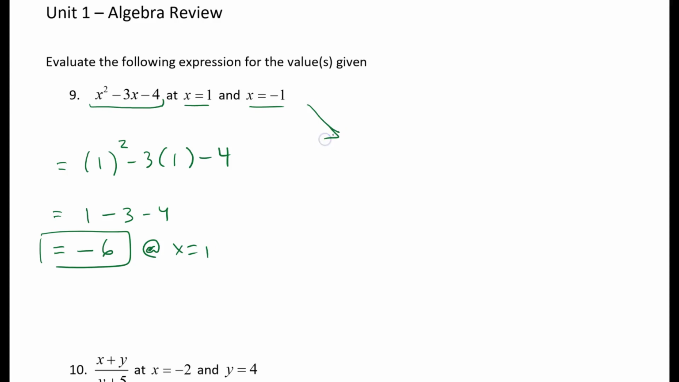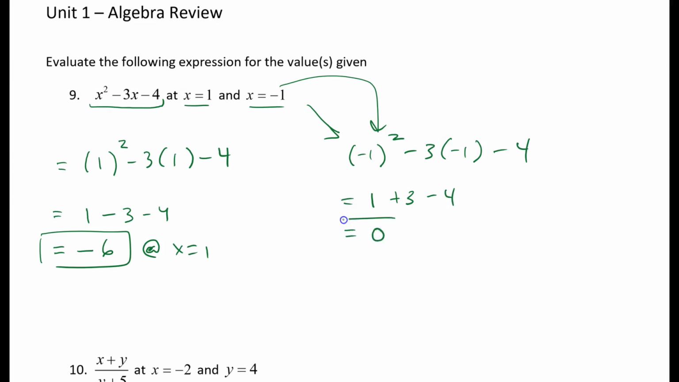And I'm going to do the same thing for x equals -1 here. I'm going to put parentheses every place there's an x. I always find that, again, the simplest way to not make mistakes. And then I'm going to drop that value into those parentheses. So -1, -1, -1, all quantity squared is +1. -3 times -1 is +3, minus 4, and so it will equal 0 at x equals -1.